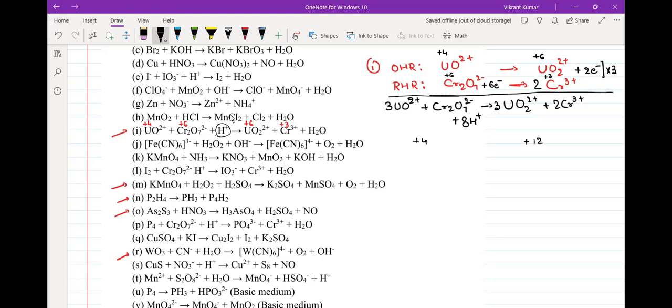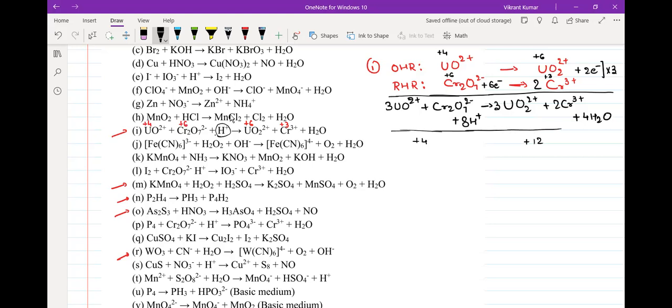After balancing the charge, we balance the hydrogen, and for that we need to add here 4H2O. And if you check the oxygen, it should automatically be balanced. So left side mein we have 3 plus 7, 10, and right side mein 6 plus 4, 10. It is balanced. Is it okay?